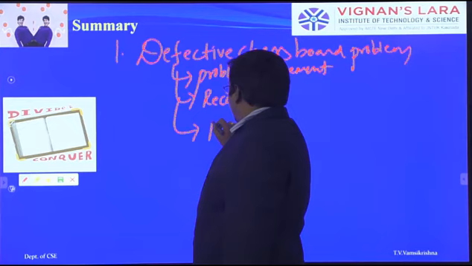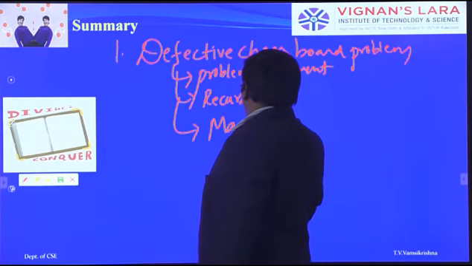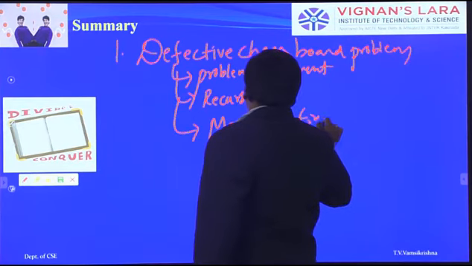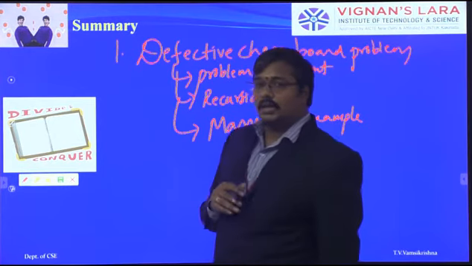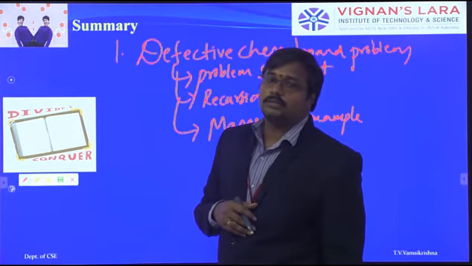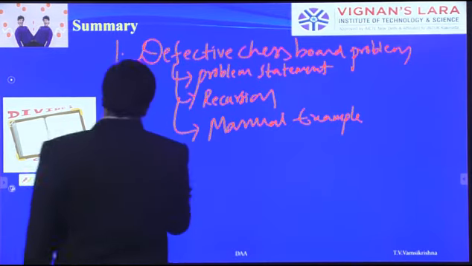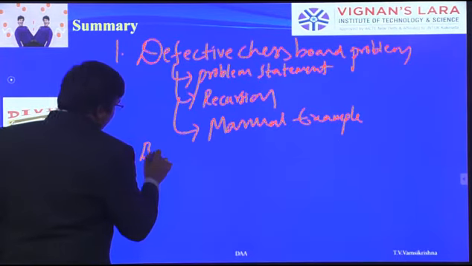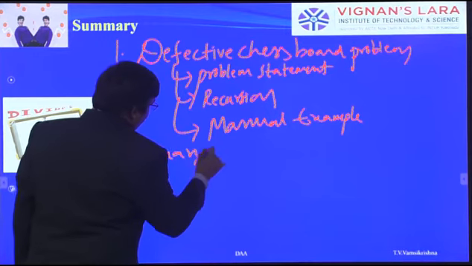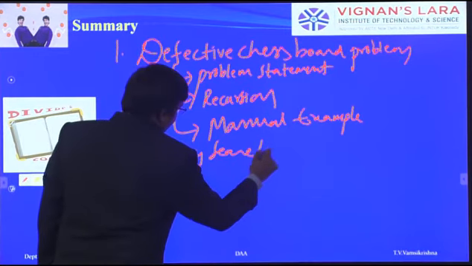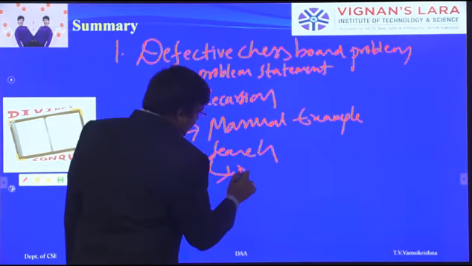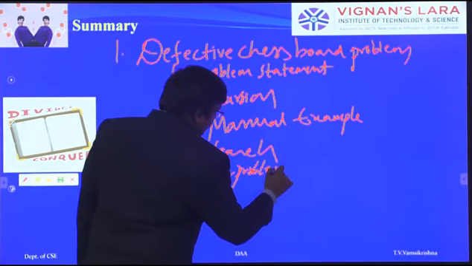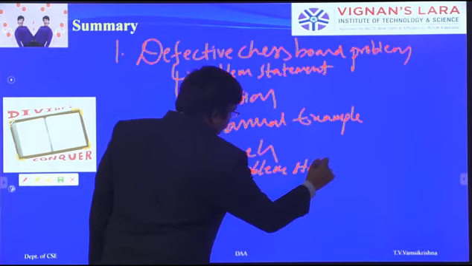Then a manual example was also clearly shown. At last we gave the recurrence relation. The second kind of application we explained is binary search. In the binary search case, we also explained the problem statement and why we are going for the binary search technique.